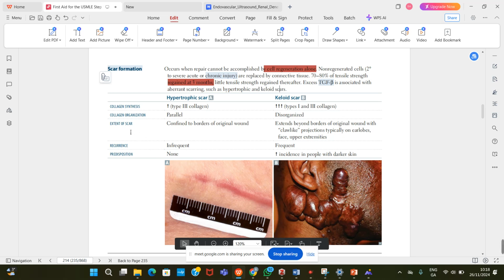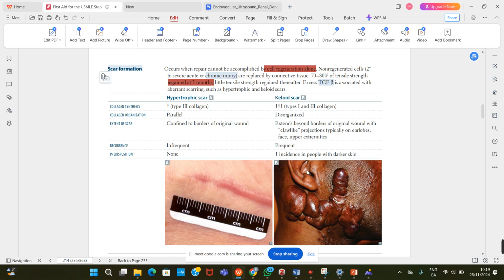So what about the extent of the scar? The extent of the scar in hypertrophic scar is usually confined to the site of the injury, the borders of the wound. While that of keloidal extends beyond the borders, it goes out of the site of the injury. And I want to also inform us that keloidal scar is usually very, very frequent in terms of recurrence. It can subside and it can come back again. Even if you cut, you treat it, it can come back again. That's that about keloidal scar. But hypertrophic scar does not typically recur as commonly as keloidal scar.